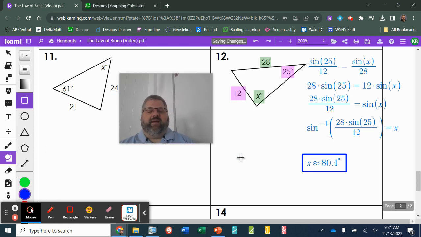And that's it for finding a missing angle measure using the law of sines for a non-right triangle. Until next time, have fun with math.